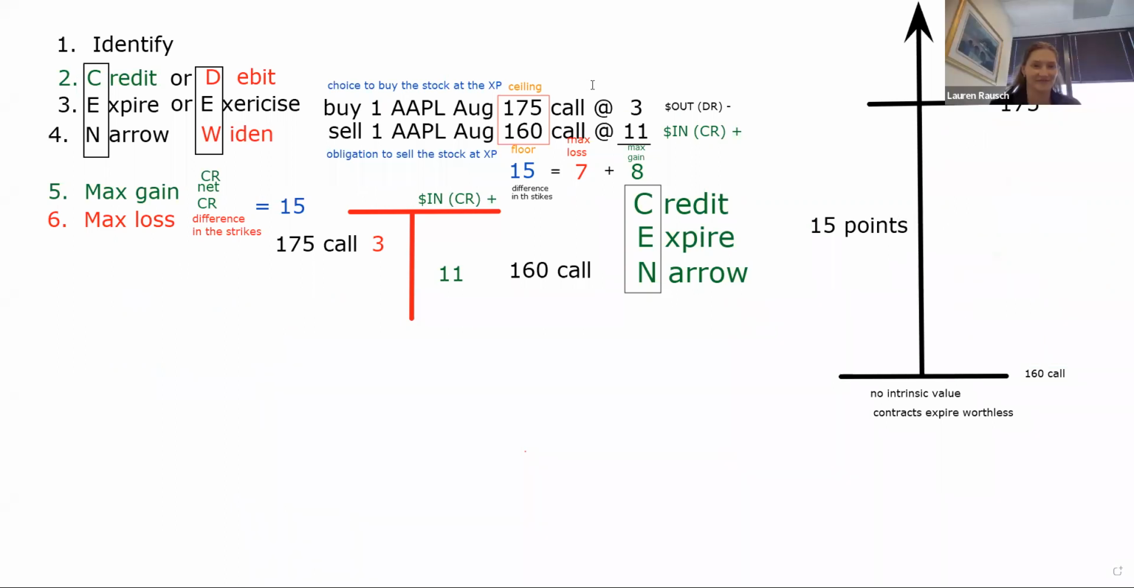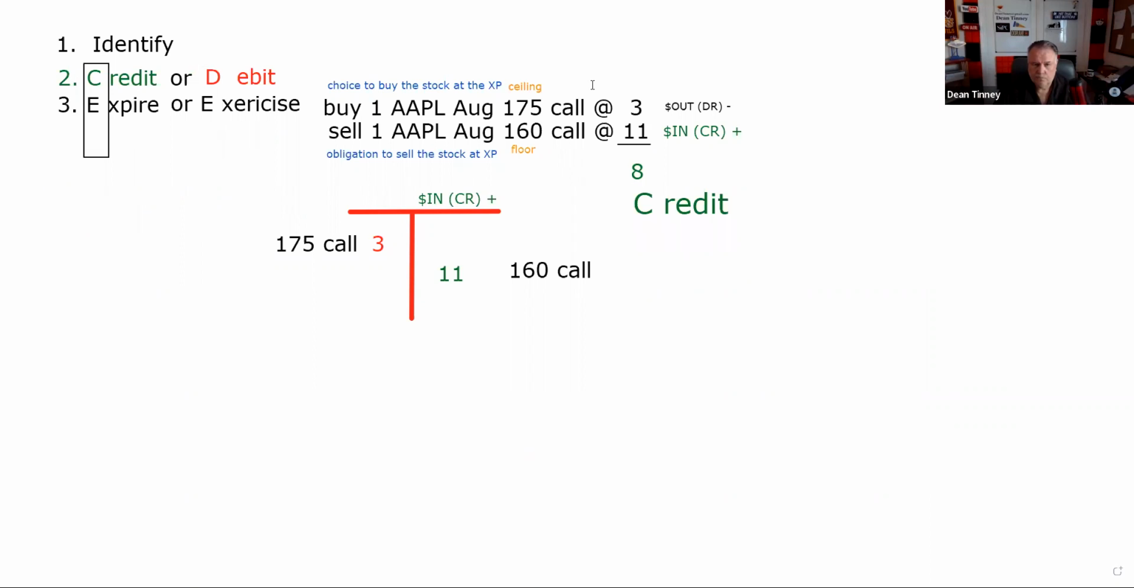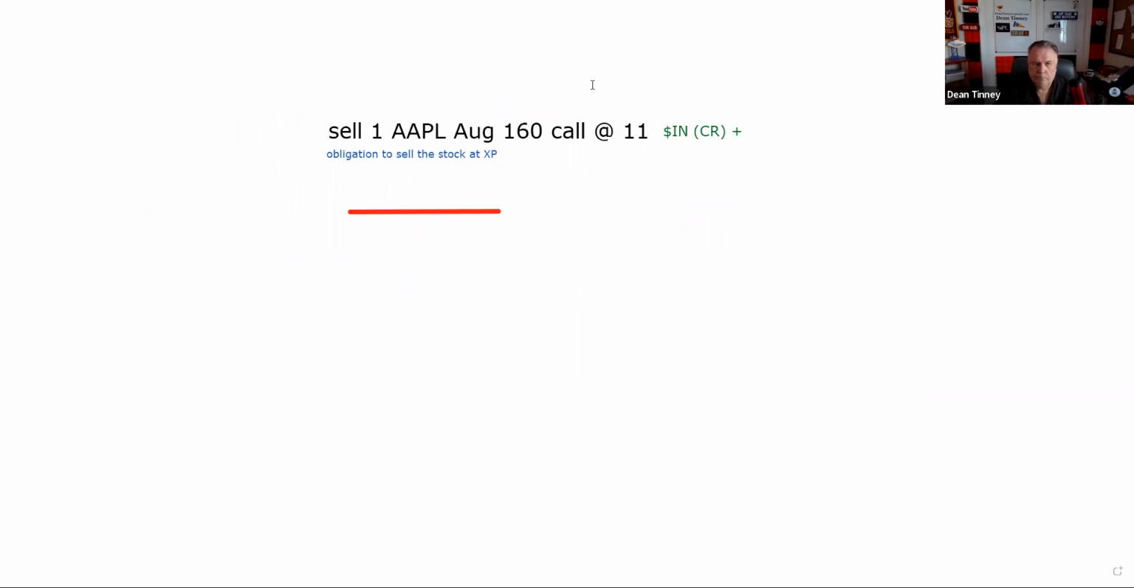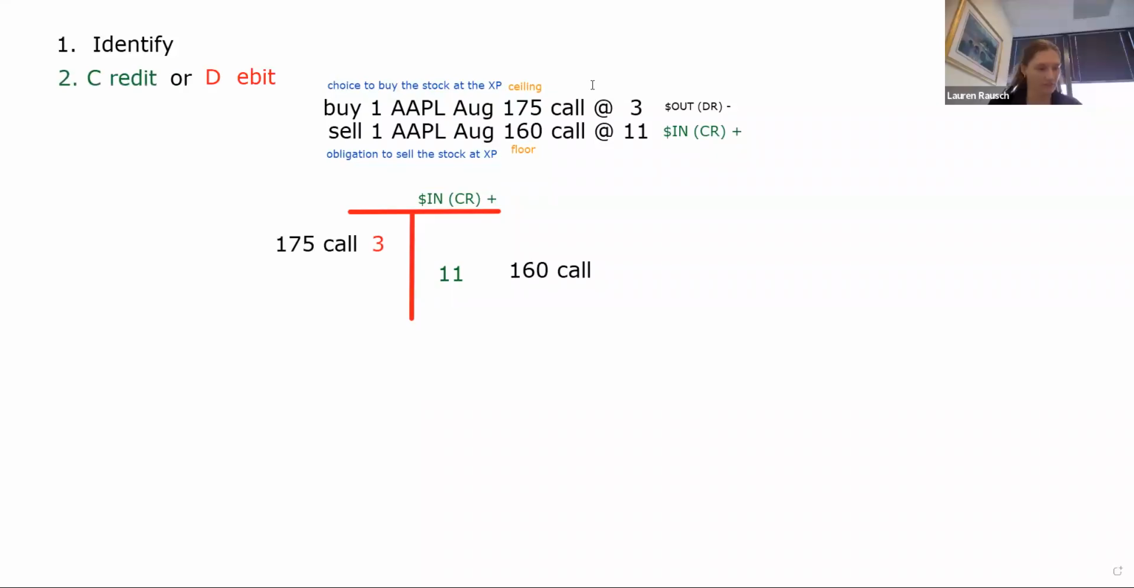And so as we said, we're just going all the way back here. Okay, so boom, boom. We said the first thing we've got to be able to do is identify a spread: long and short, the same type of contract. The next thing we've got to be able to do is determine whether it's a debit or a credit. And we said the way we do that is we net the premiums.